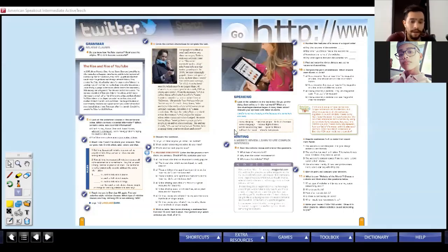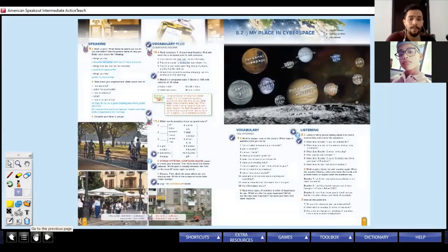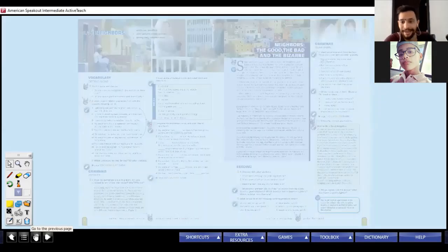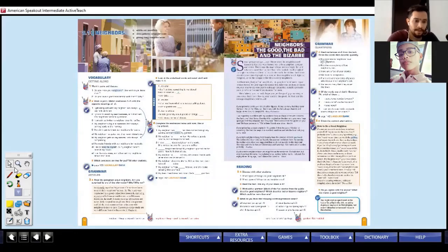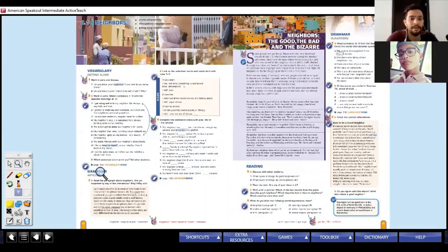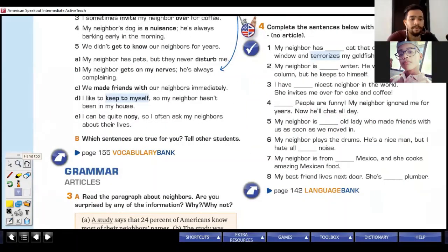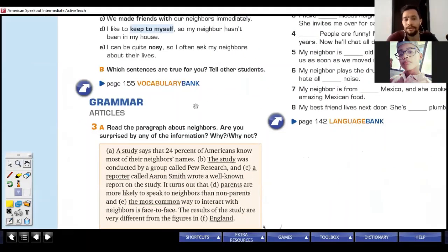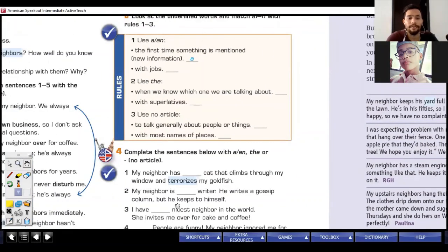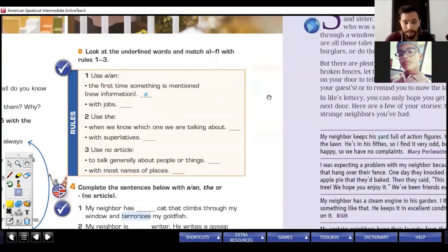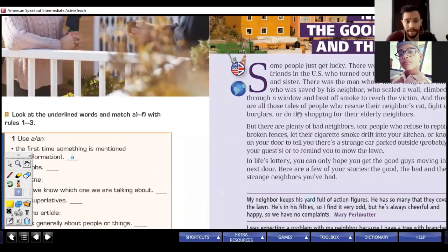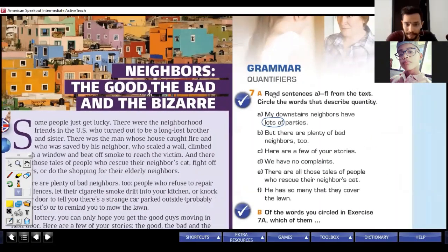Okay, guys. So last time we went through unit number 8, part 1, right? And this is what we talked about. In unit number 1, in the first part, we spoke about articles. So we spoke about the definite and the indefinite article, and also when to use the definite article, when to use the indefinite article, and when to use no article, right? So that's what we did last time.